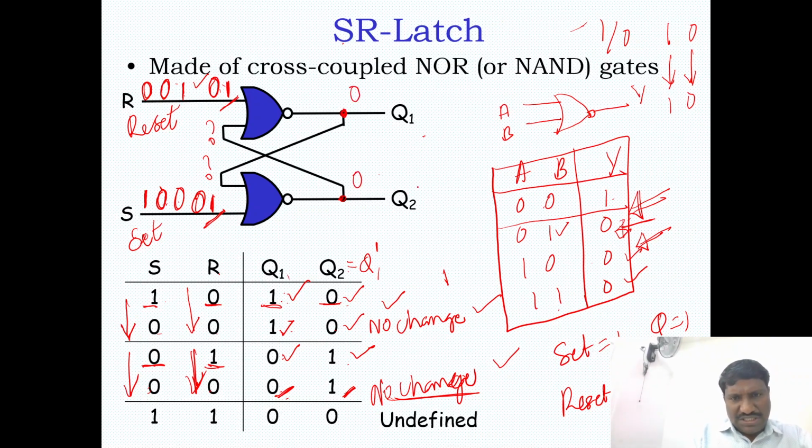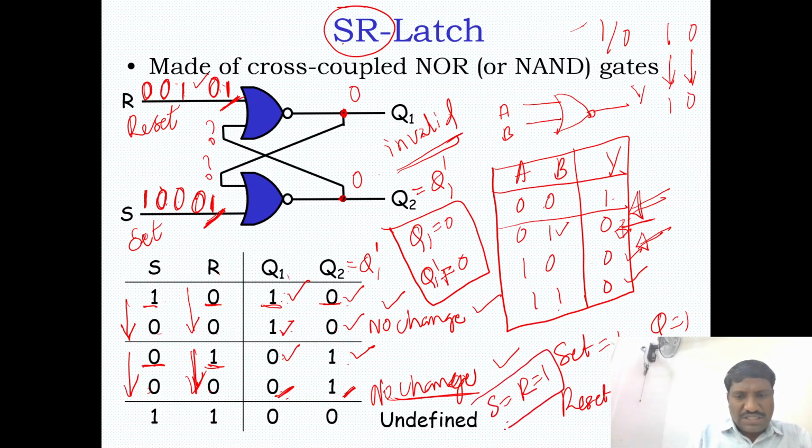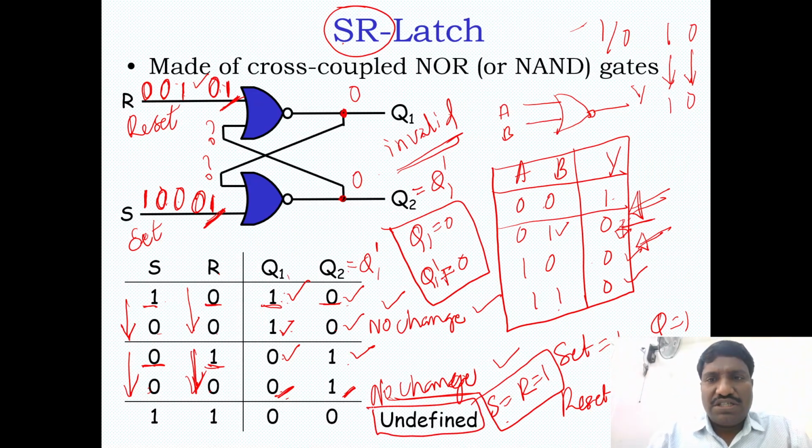This output Q2 is Q1 bar actually. So we are getting Q1 equal to 0 and Q1 bar is also 0, and that is the issue here. So this input of 1 1 is invalid. When you are working with an SR latch, you should never apply S equal to 1 and R equal to 1. This is known as undefined. So this is about the SR latch using NOR gates.